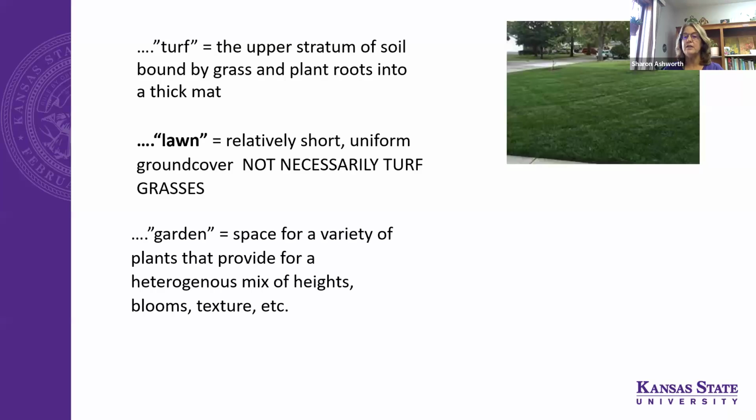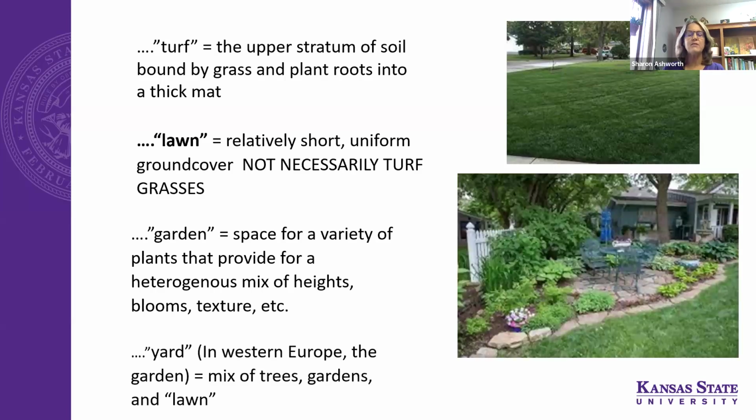So a garden then is going to be a place where you have a variety of plants that are a variety of heights, blooms, textures. Just think about your vegetable garden or your flower garden, your shrub garden. And then, of course, your yard is what is going to encompass all of this, your trees, your shrubs, your flower gardens, and whatever it is that you're using as a lawn, which remember can be something besides turf grass.